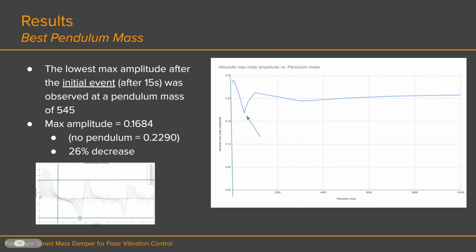One of the interests of the project was to determine the best pendulum mass for our starting condition. We plotted the max amplitude of the building after the initial event against the pendulum mass and created a plot shown on the right. The best pendulum mass for our building was determined to be 545, which created a max amplitude of 0.169. Comparing that to a no pendulum condition, it reduced the max amplitude by 26%.